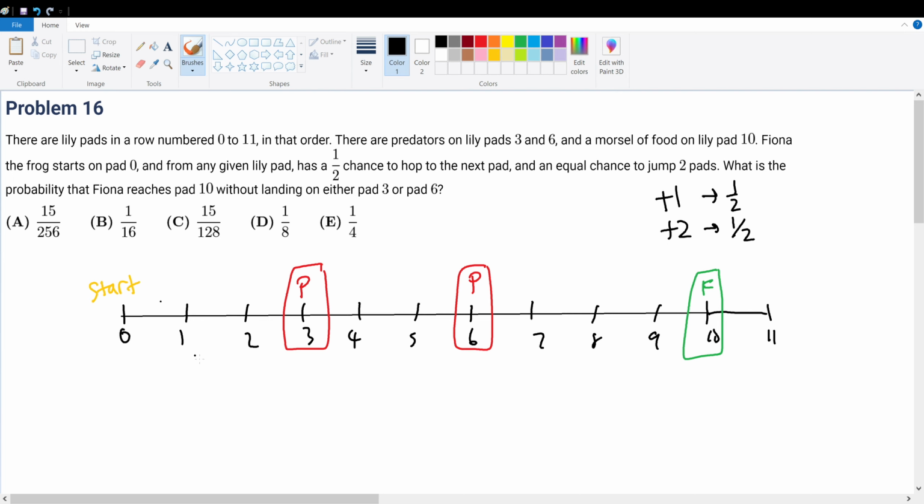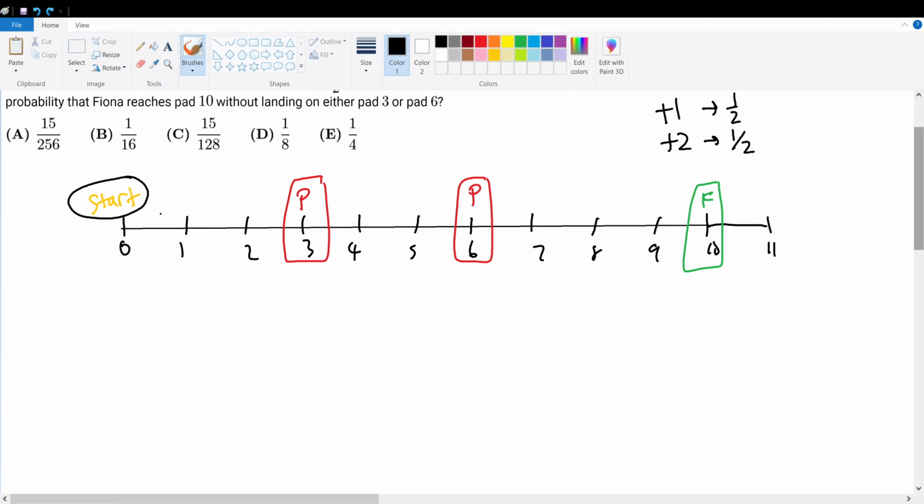Obviously, if she were to start from the start and go all the way to the finish, she would have to go all the way in the right direction. So we will consider our cases in the following manner. If we start from 0, she would have to land on pad 2 somehow, and then get a +2 jump to get to pad 4. So let's consider from 0 to 2.